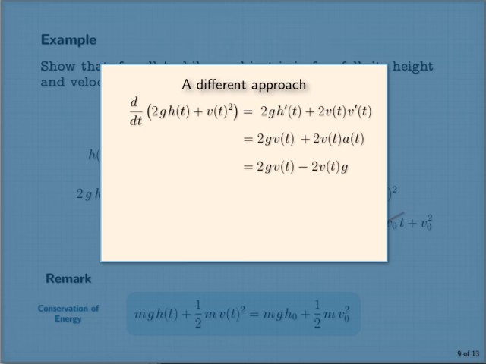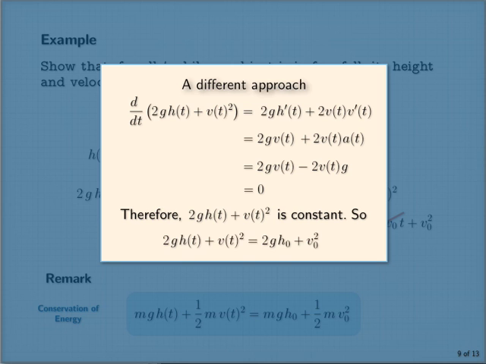Now, h prime of t is v of t, and v prime of t is a of t. And a of t is just the constant minus g, and so therefore this derivative with respect to t is equal to 0. Now this tells us that the quantity 2gh of t plus v of t squared is constant. That constant value must be the same as its value at time 0, so we have the desired equation.